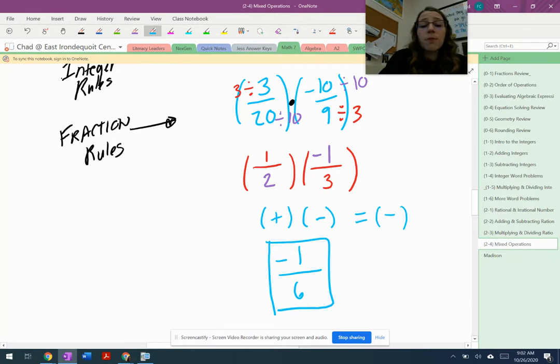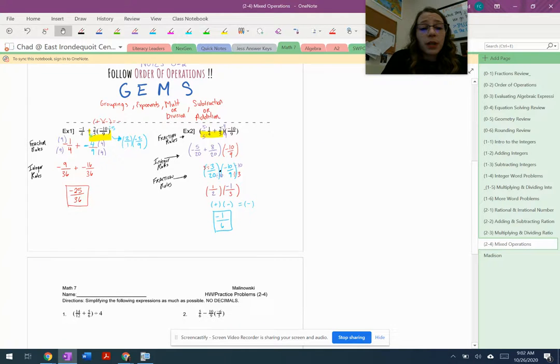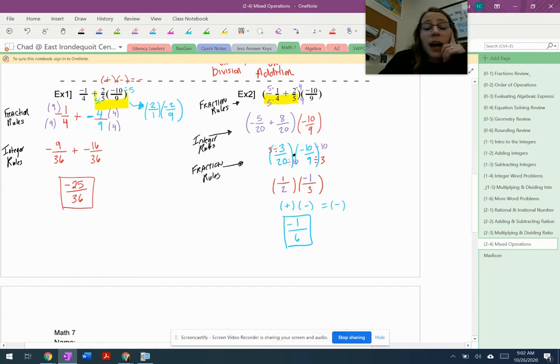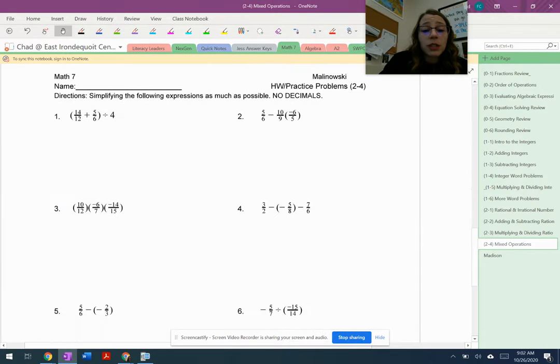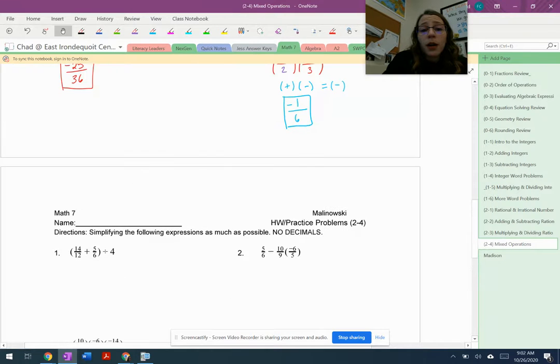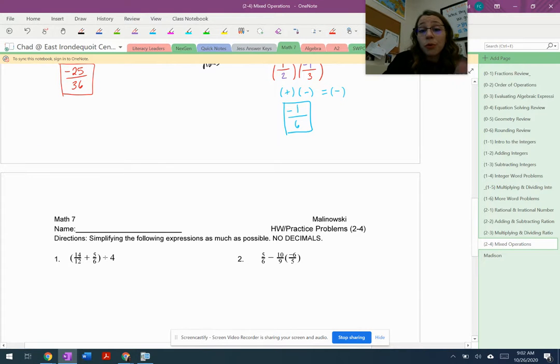So there you go. In our first example, we ended up with negative 25 over 36, whereas in our second example, we ended up with negative 1/6. So those parentheses make a big difference. Make sure when you're looking at your practice problems that you are watching out for that order of operations.